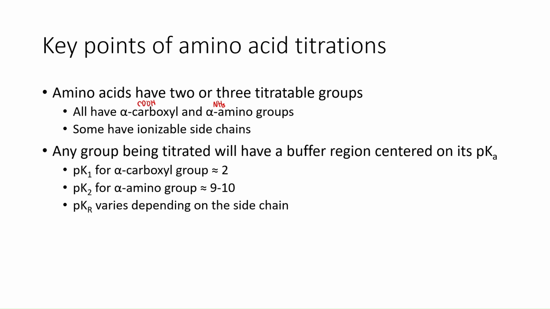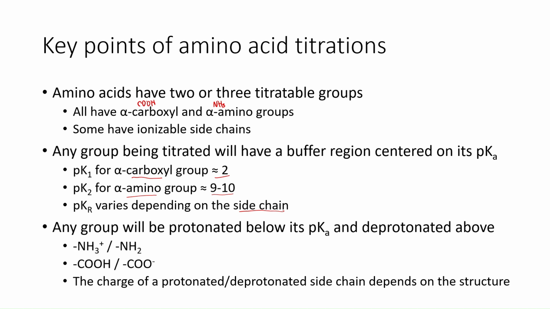For an amino acid, the first 2 titratable groups we often write with numbers. pK1 usually refers to the carboxyl group, and that's usually around pH 2. pK2 usually refers to the amino group, and that usually happens around pH 9 or 10. And lastly, we have the pKr, which depends on the side chain. Not all amino acids have a pKr because not all amino acids have ionizable side chains.